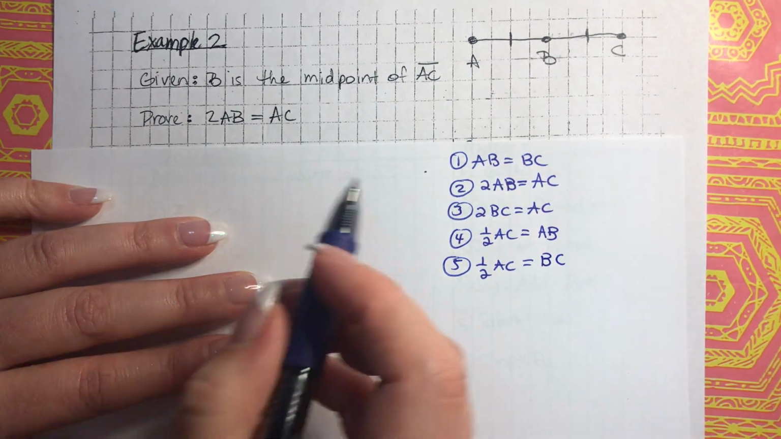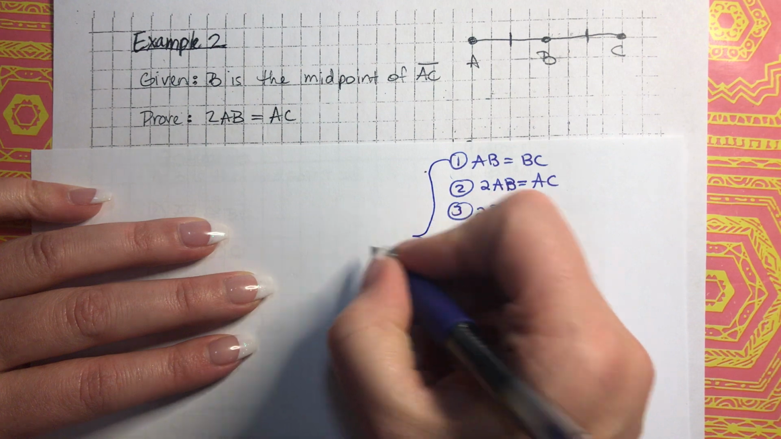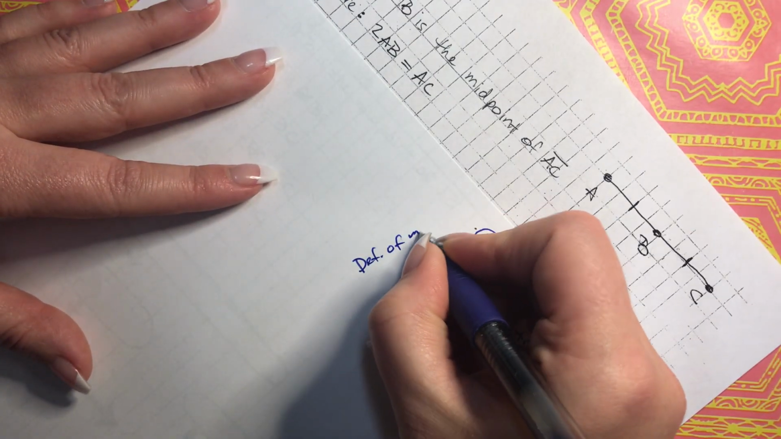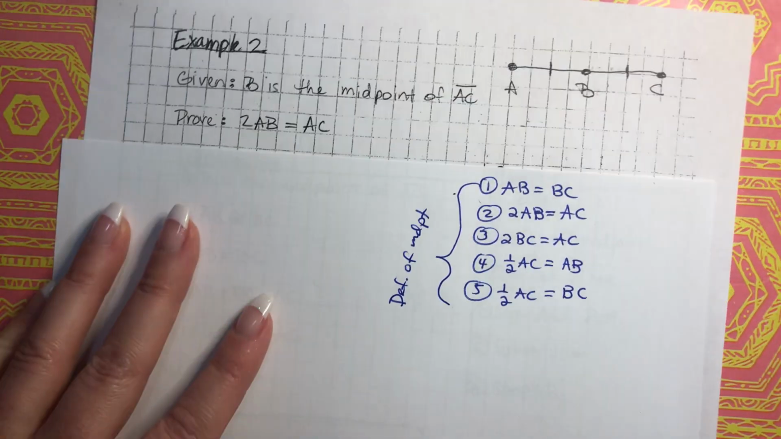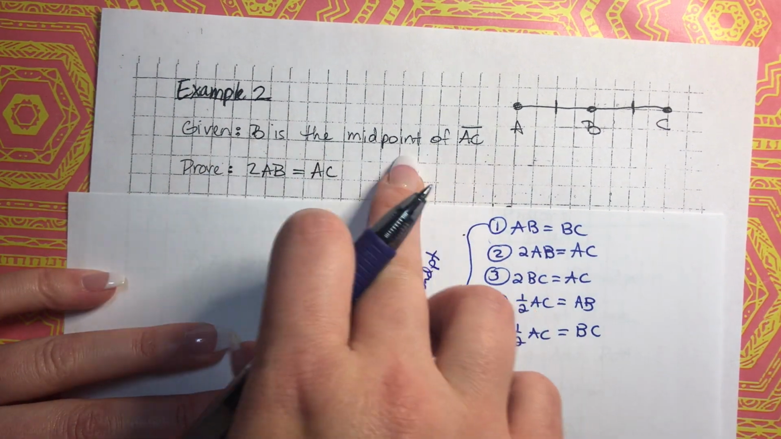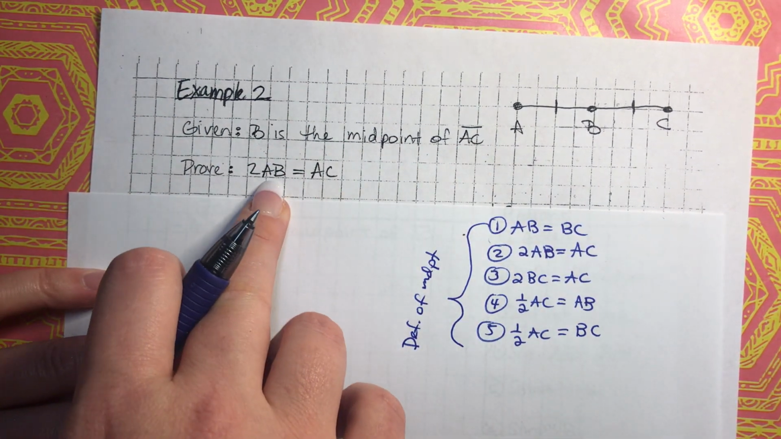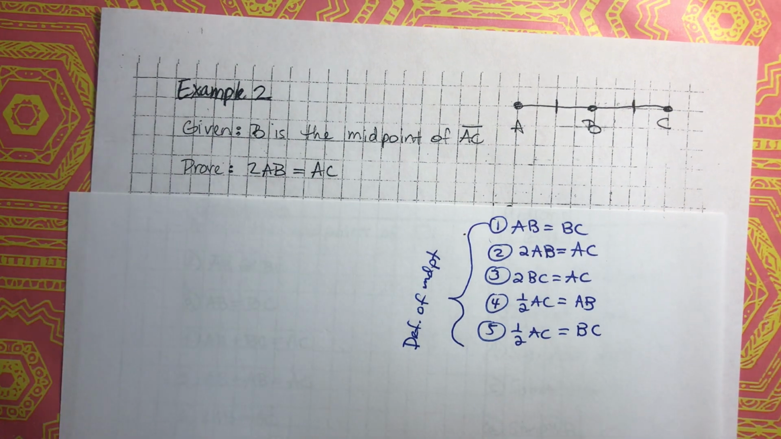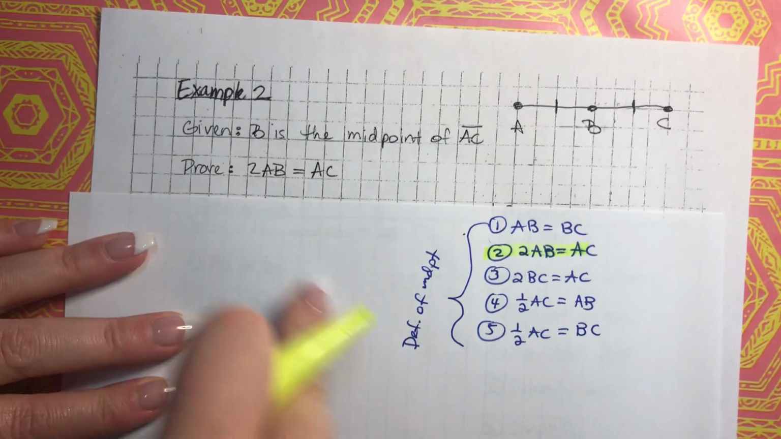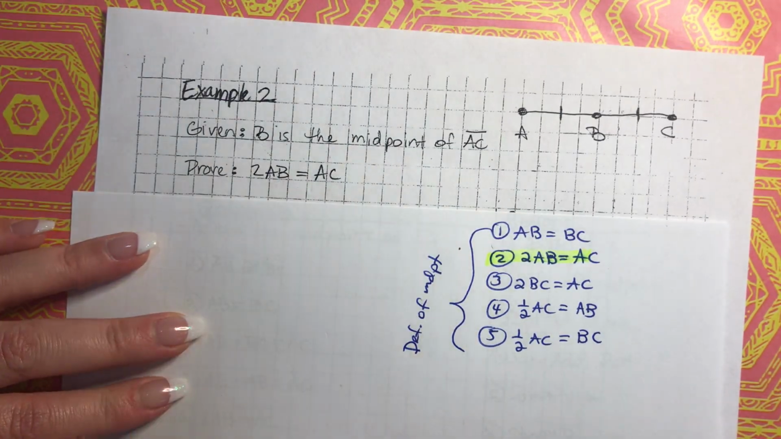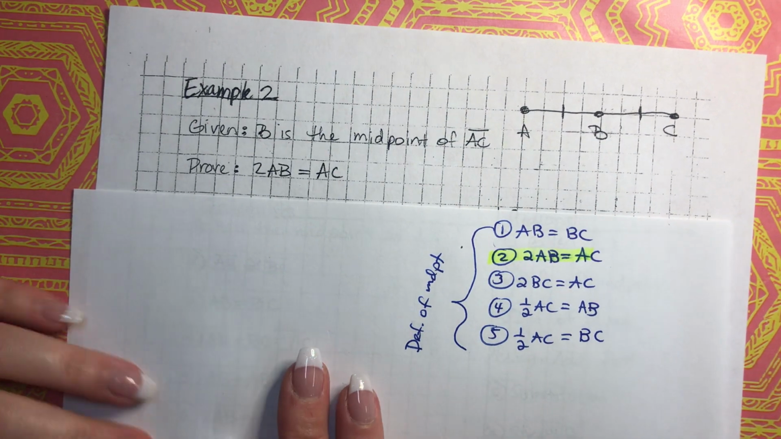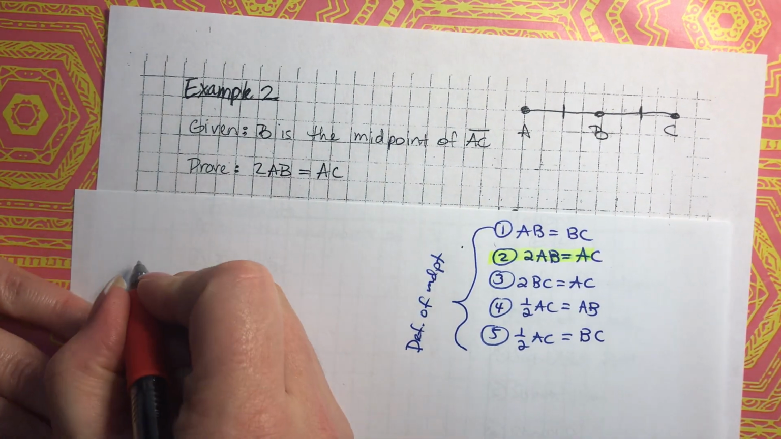And we could say all of these because of the definition of a midpoint, right? What you need to realize is that from here, B is the midpoint of AC, and we need to prove 2AB is equal to AC. Well, that is right here. Boom. So we can just go from here to here because of the definition of a midpoint. Boom, we're done.